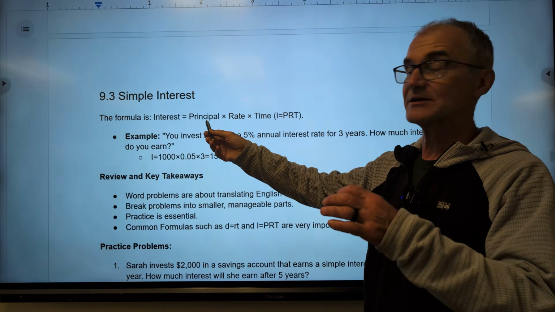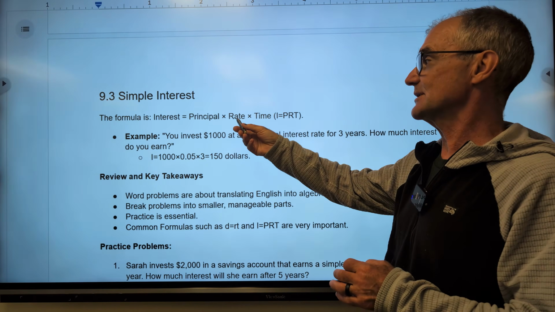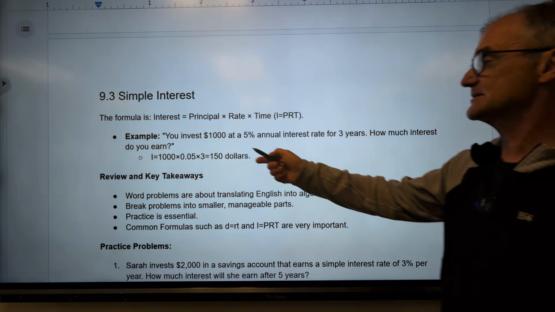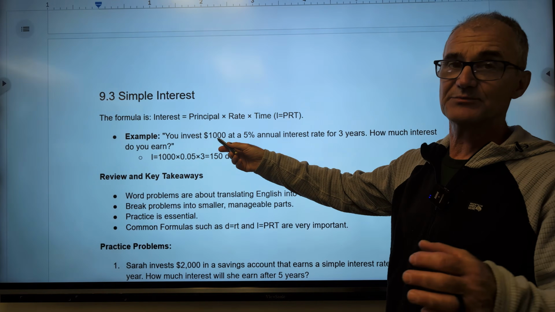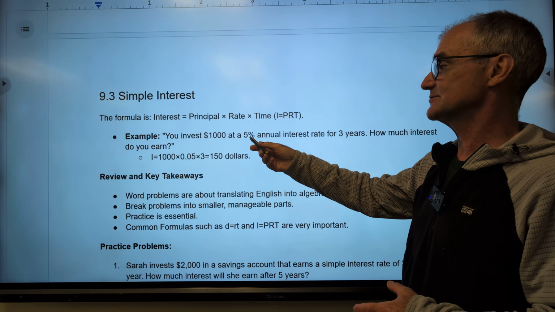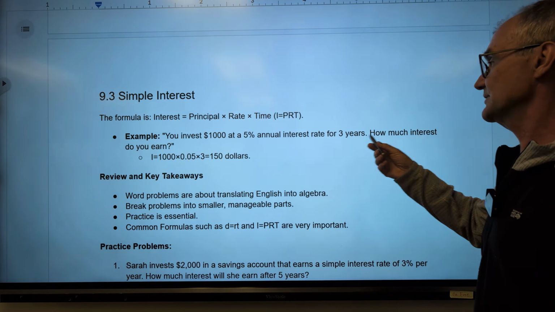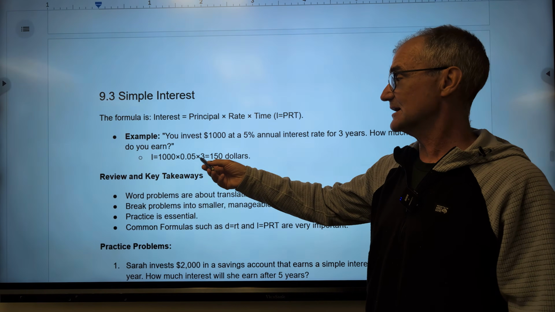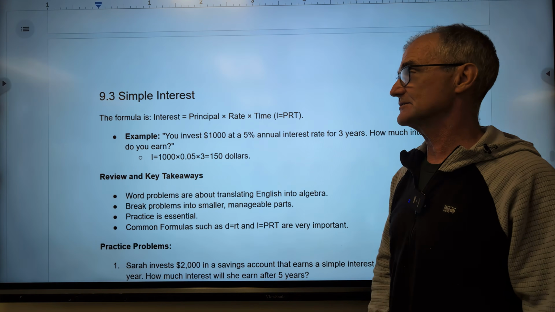Interest is equal to the amount of money, the principal, times the rate, times the time. So if you invest $1,000, that is the principal amount, at 5% interest, convert that to a decimal, 0.05, for 3 years, you would take that principal times that interest rate times the years to get $150.